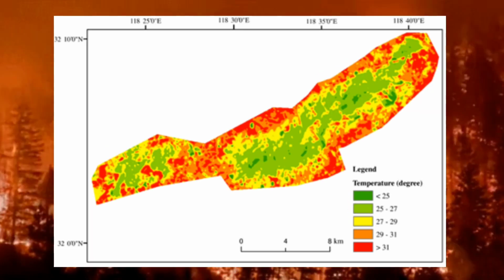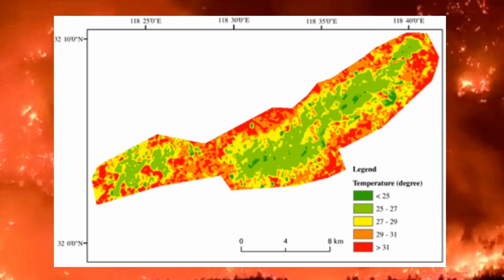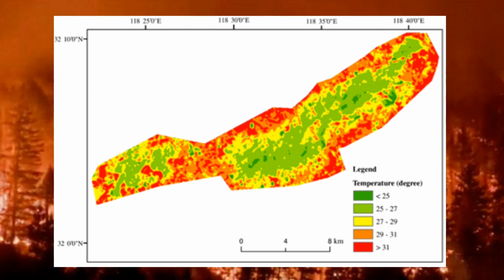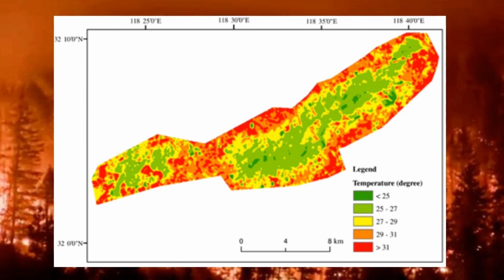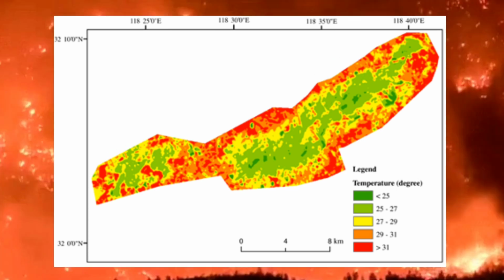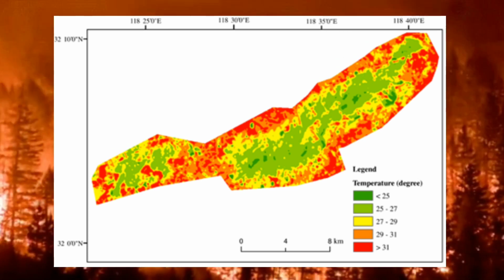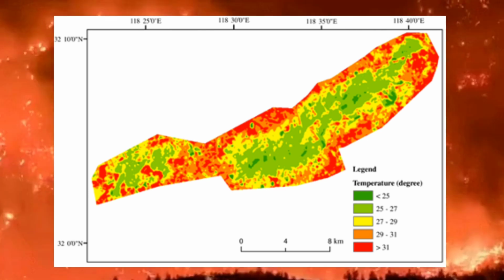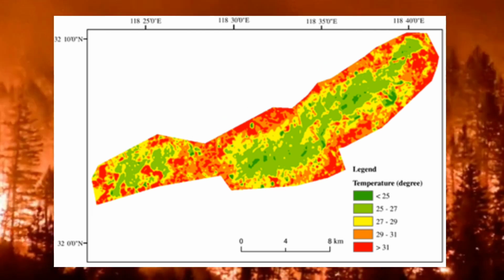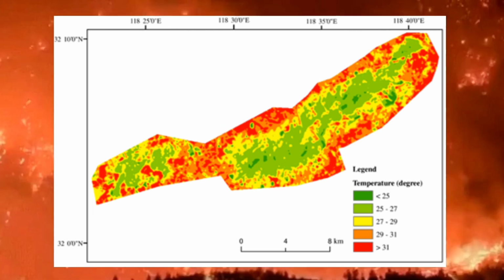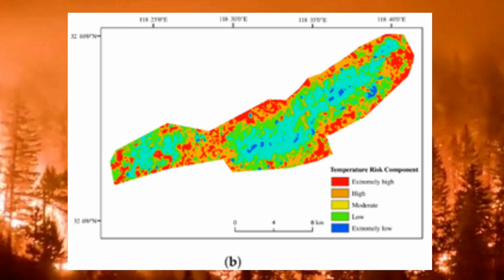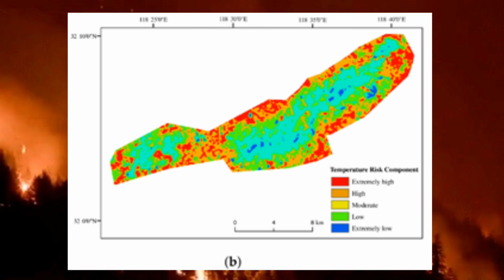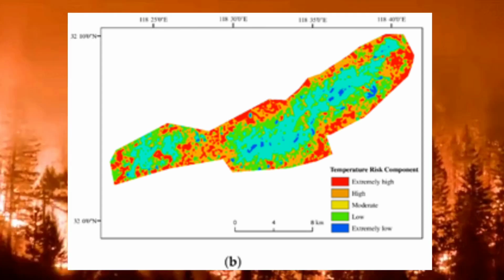Laotian National Forest Park belongs to a subtropical monsoon climate. Its average annual temperature is 15.3 degrees. From the figure, the temperature over 29.29 degrees covers close to 50% of these areas. Therefore, the fire risk in Laotian Park is high. According to the temperature division in the figure, we divide the risk level of temperature in this area into 5 levels, and the distribution result is shown in figure B.